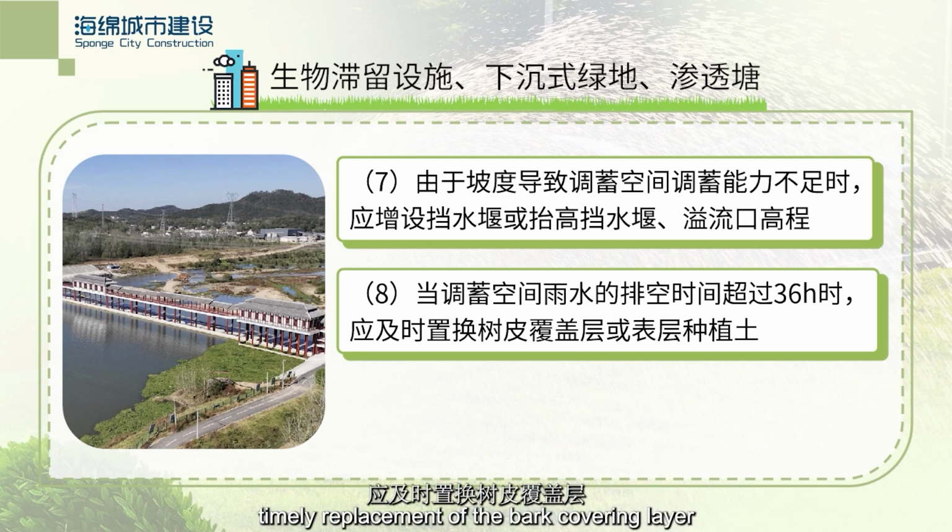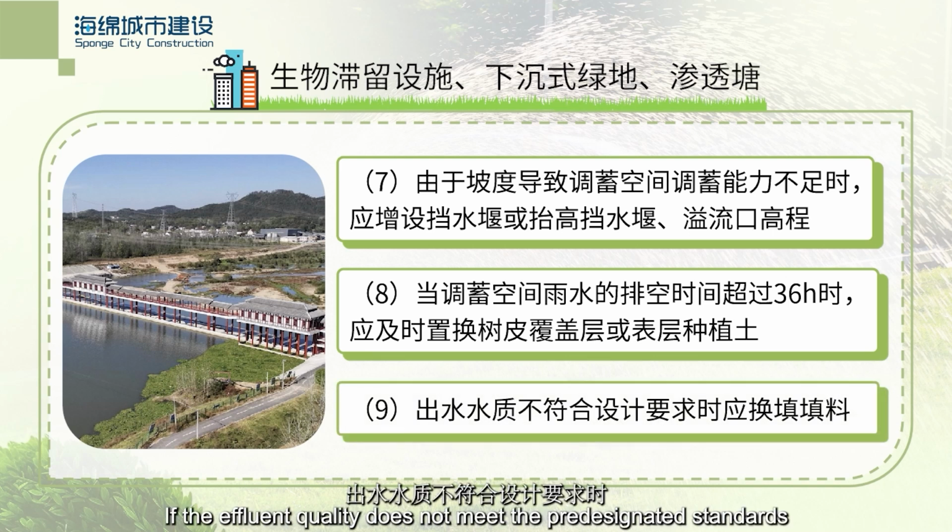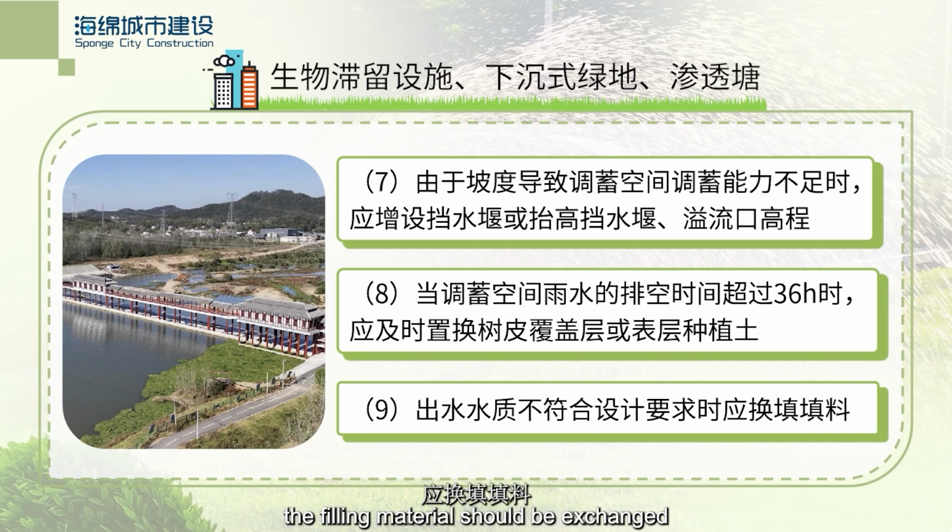The installation or heightening of a water barrier work may be necessary should rainwater storage exceed 36 hours before drainage. Timely replacement of the bark covering layer or the planting soil layer is recommended. If the effluent quality does not meet the pre-designated standards, the filling material should be exchanged.